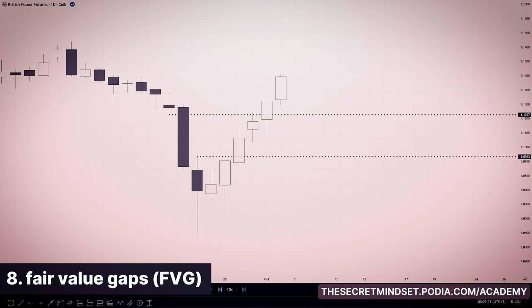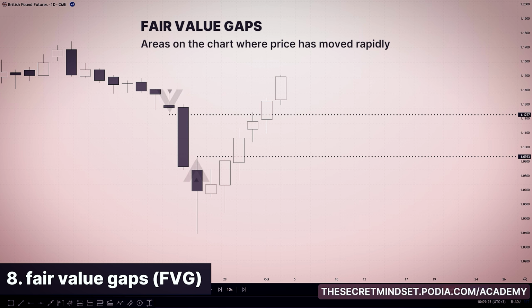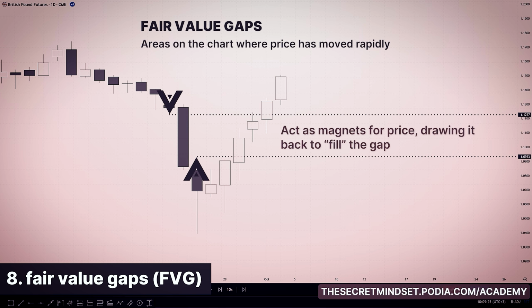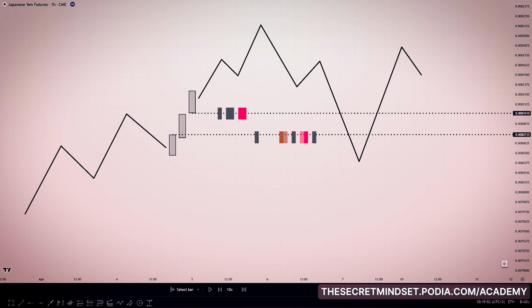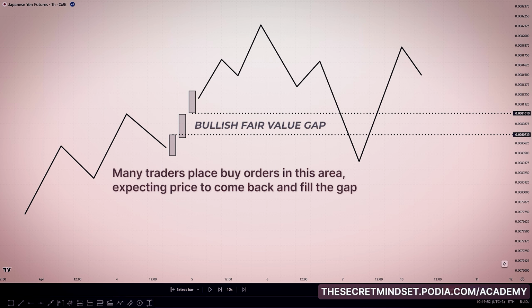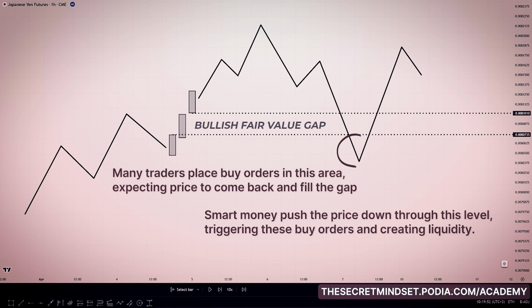Fair value gaps are also targeted. These are areas on the chart where price has moved rapidly. These gaps often act as magnets for price, drawing it back to fill the gap. Smart money often uses these gaps as targets. For example, if there's a bullish fair value gap below the current price, many traders might place buy orders in this area, expecting price to come back and fill the gap. Smart money might push the price down through this level, triggering these buy orders and creating liquidity.